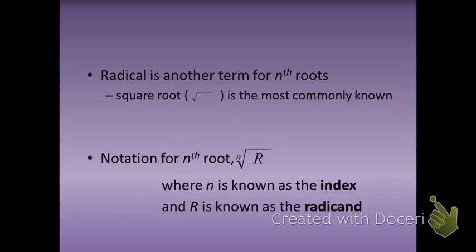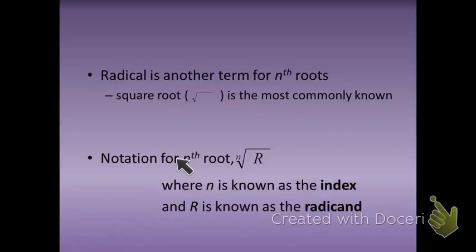Now we're going to move on from square roots, and we're going to go on to bigger things such as cube roots, fourth roots, fifth roots, so on and so forth. Probably won't go any bigger than fifth roots. So radical is another term for nth roots. A square root is the most commonly known one.